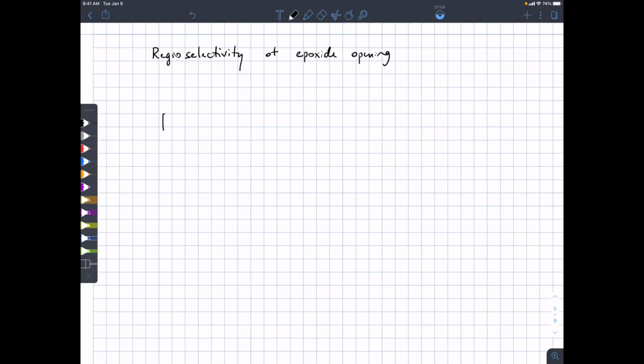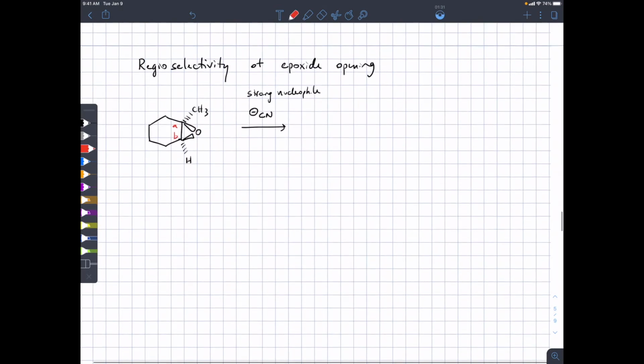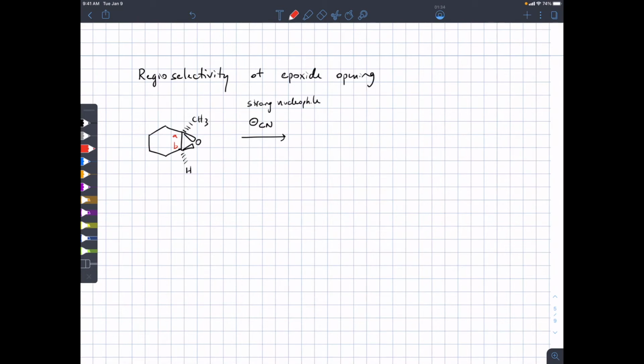What if you had the following epoxide and you have some nucleophile? I don't really care what it is. Let's have it be a strong nucleophile, CN minus. Any strong nucleophile. Carbon A and carbon B of the epoxide. Which one do you think does the nucleophile attack?